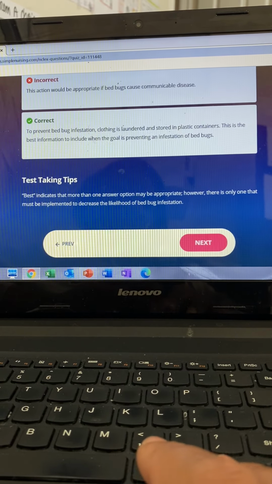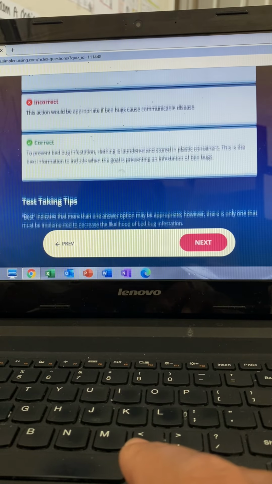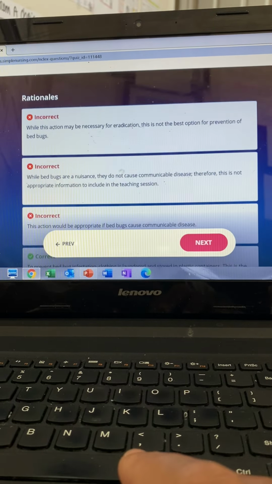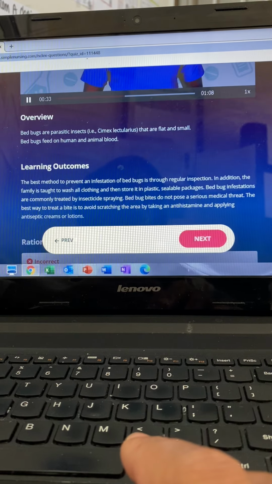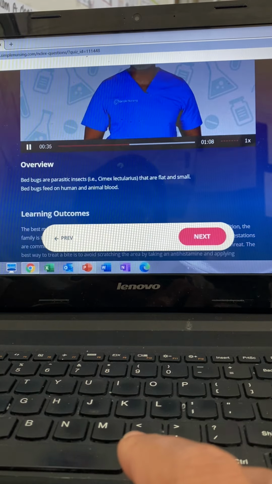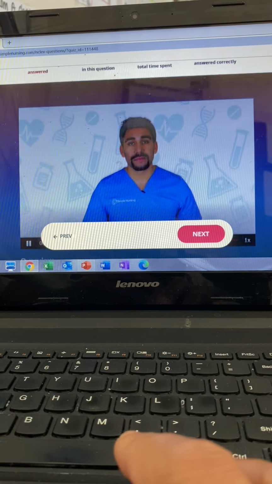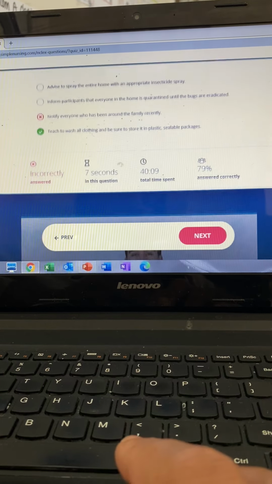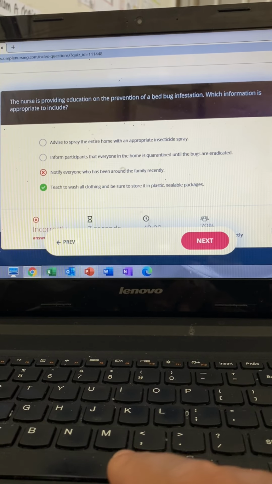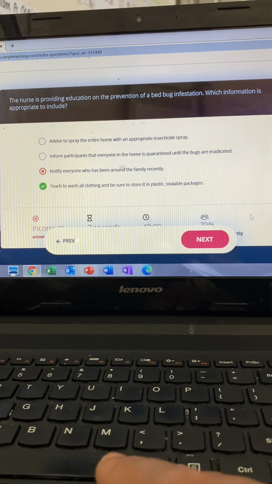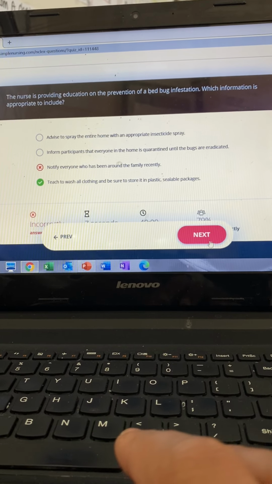So option number 1 is incorrect. Bed bugs are not treated with insecticides. The correct treatment is pesticides here. And option 2 and 3 are also incorrect here. Guys, everyone in the home doesn't need to be quarantined, but will need treatment. And option 3 is incorrect. It's not necessary to notify people who don't live in the household.